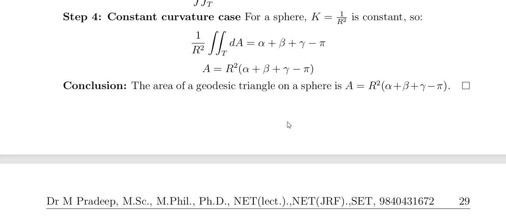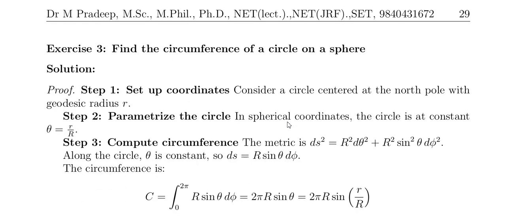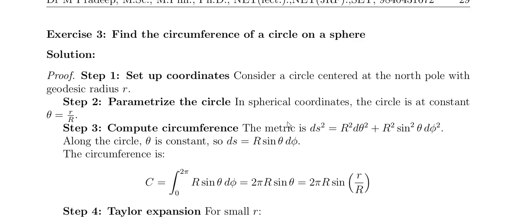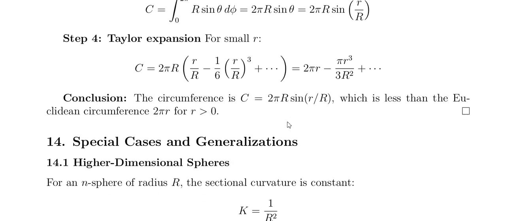The area of a geodesic triangle on a sphere is r square times alpha plus beta plus gamma minus pi, and the circumference of a circle on a sphere. The circumference of a circle on the sphere is 2 pi r sin of r by r, which is less than the Euclidean circumference 2 pi r.